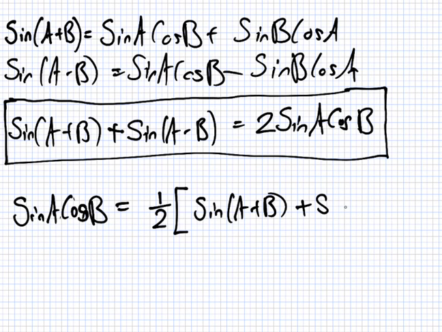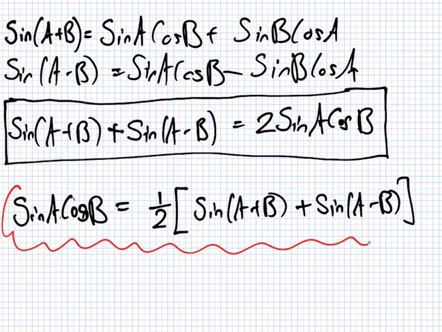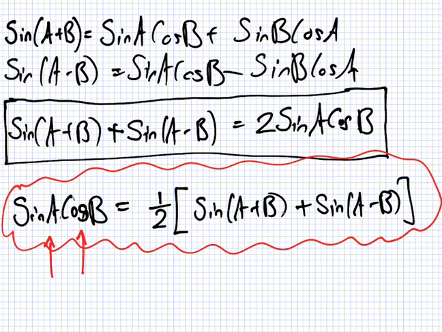Sine A minus B. So this is actually a new formula for this class. And if you think about it, what this formula lets you do is take a sine that's multiplied by a cos and write it as a plus instead. In other words, it changes a multiply into a plus.